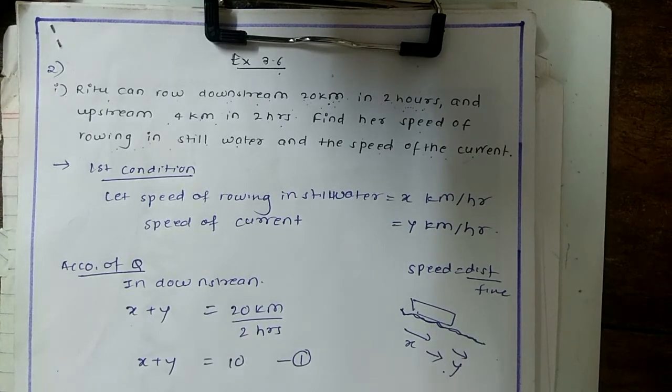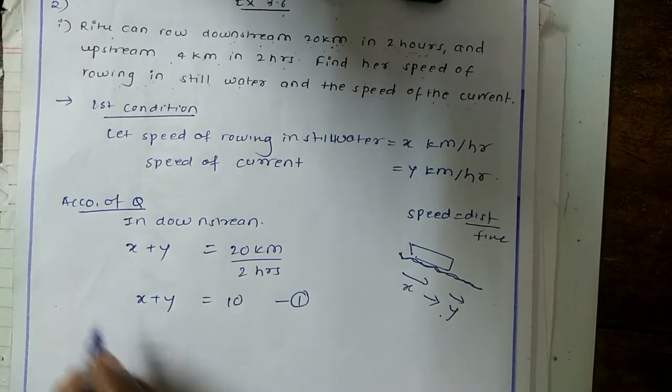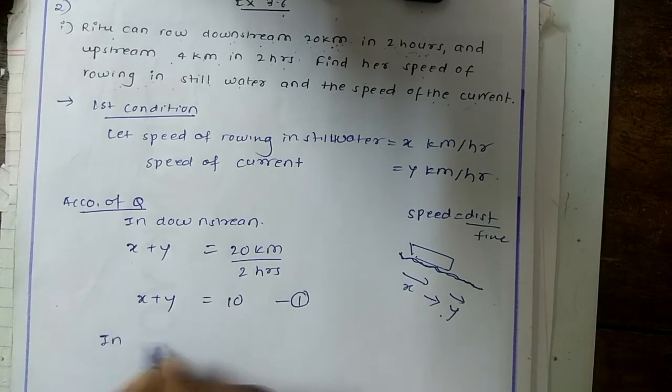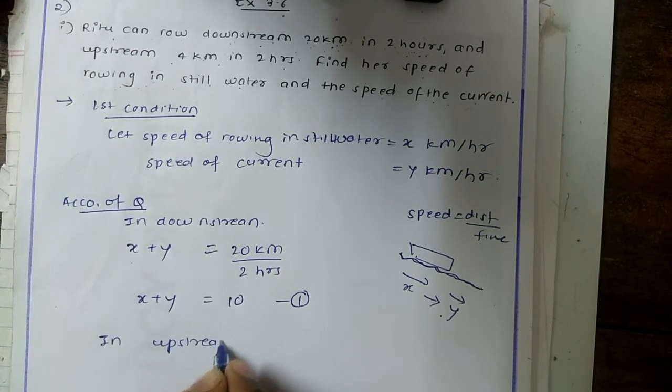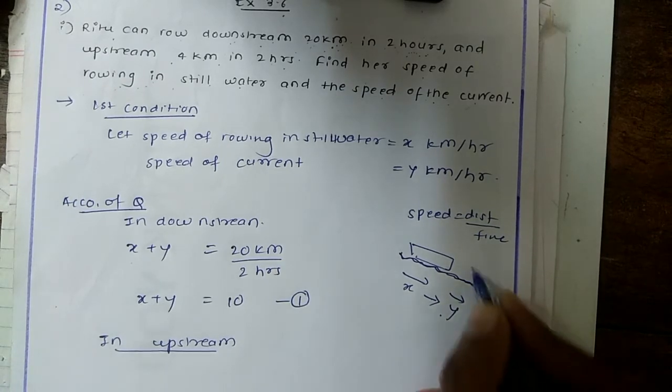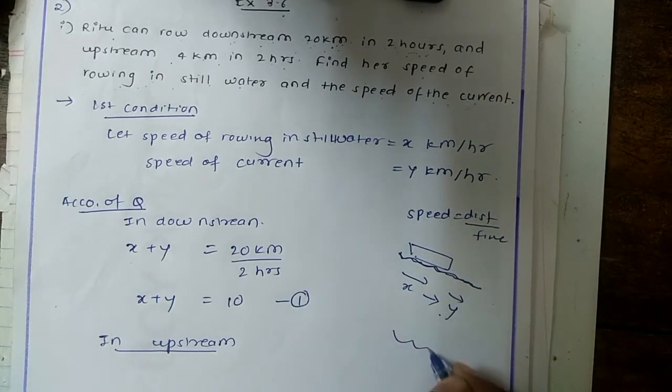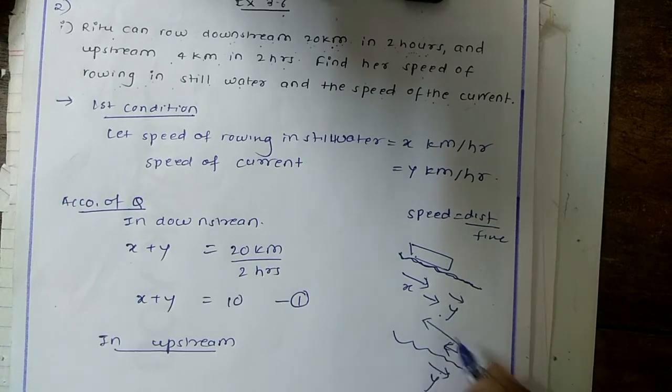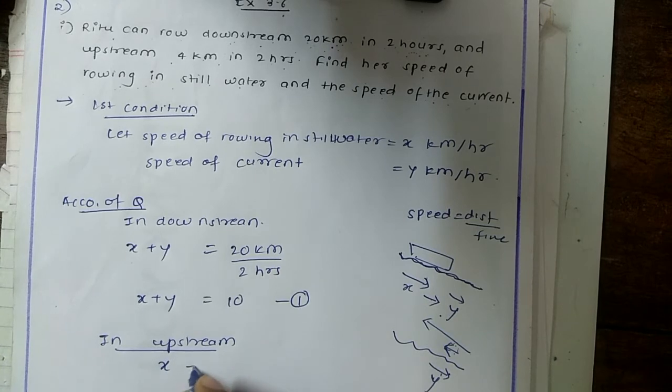Now we'll move to the second condition, upstream. In upstream the boat is moving in this direction. The speed of current will be the same, in this direction, because we cannot change the speed of current. And the speed of rowing, because we are going upstream, will be in opposition. So the speed will be x minus y. Remember, in upstream we have to subtract the speed of current from the speed of rowing.